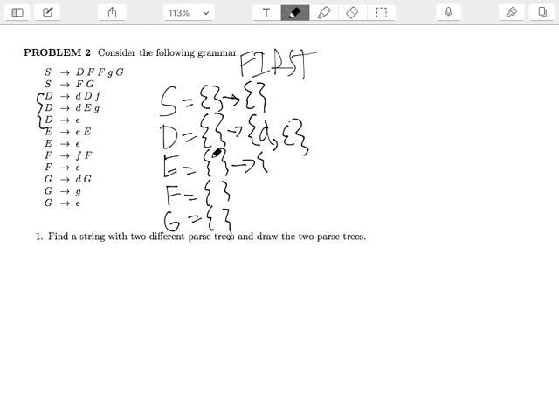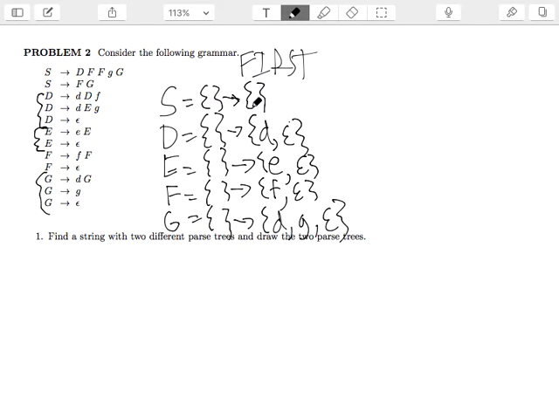All right, then for E, I just look at this one. Basically the same thing as D. From the first one I get little e, and from the next one I get epsilon. For F, little f, epsilon. From G, I get little g, epsilon.